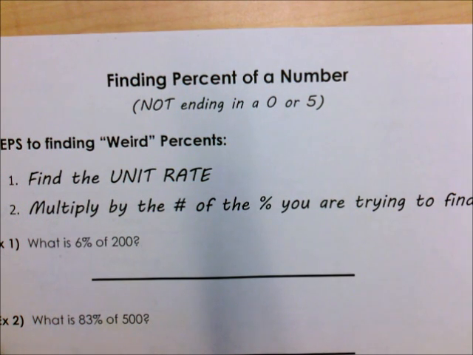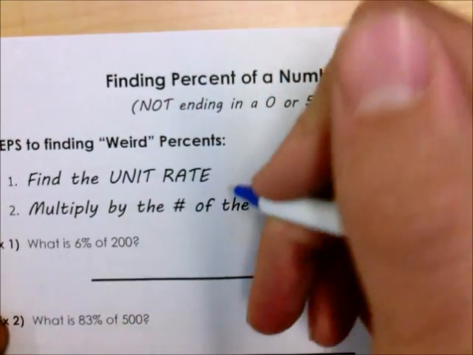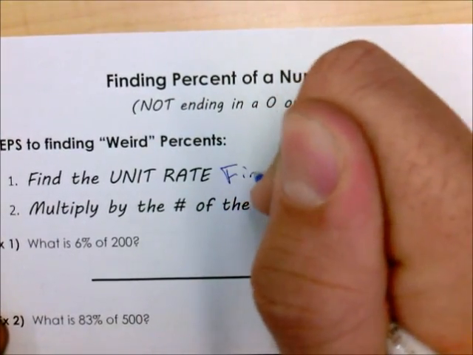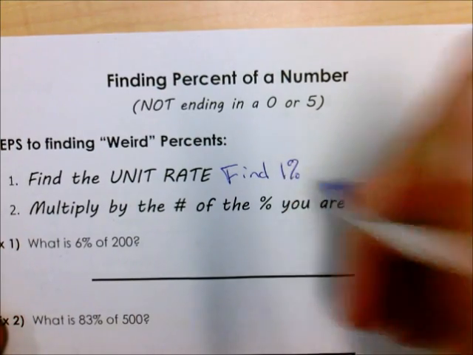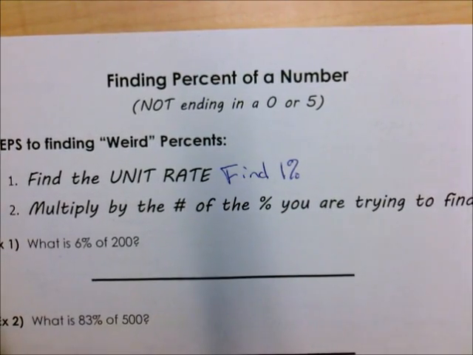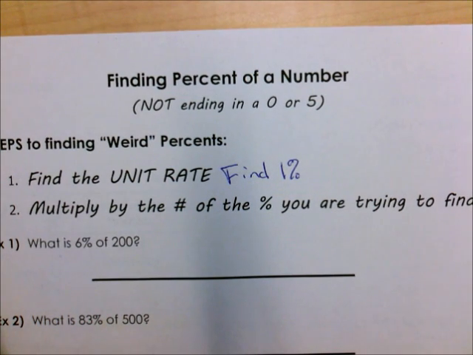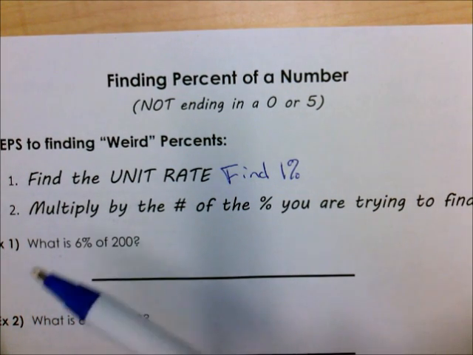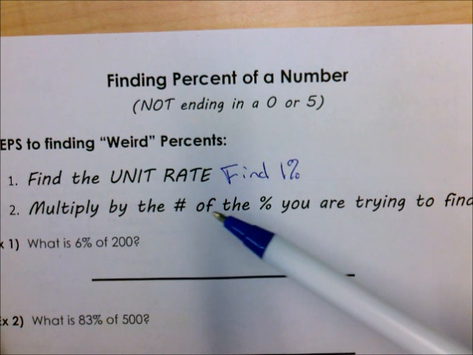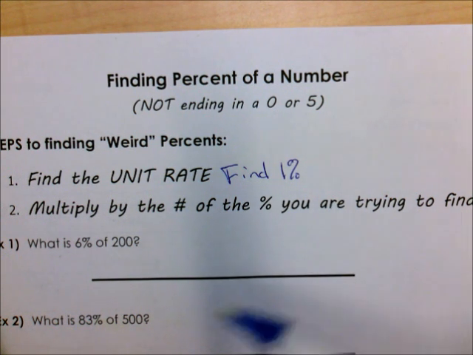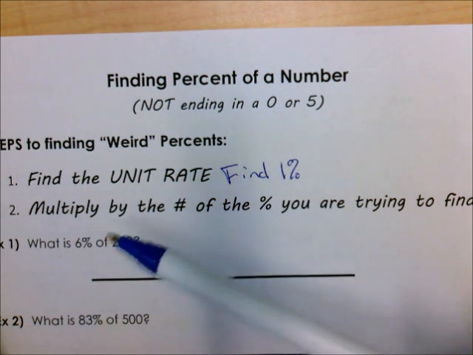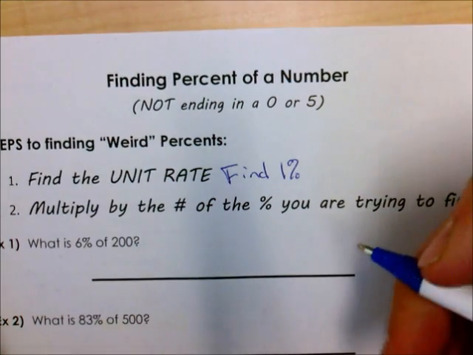All right, this is something that they've already done so many times. The unit rate, it means find 1%. Okay, because when I find 1%, I can multiply that by anything and get my percentage, which is step 2. Multiply by the number of the percent you are trying to find. For example, 6%. So let's just do this problem here.